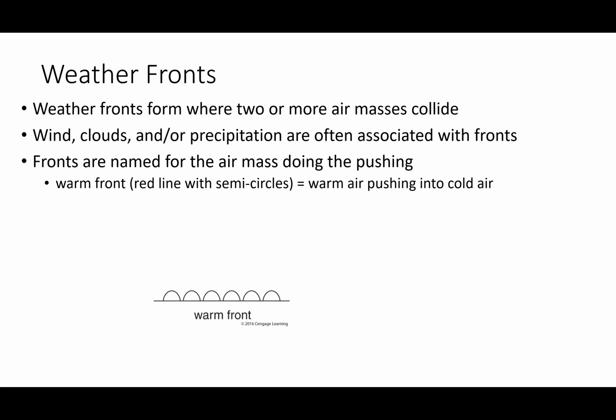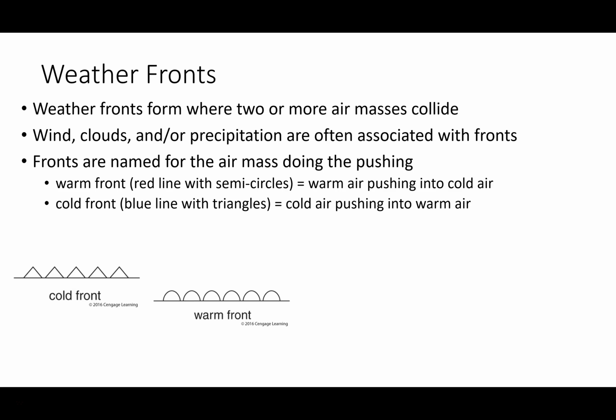Okay, so a warm front is a red line with semicircles. A cold front is a blue line with triangles. Looks like I wasn't being careful about my orientation here. You know, in the northern hemisphere, you wouldn't see a cold front like this, because to me it looks like it's pushing from the south. The direction where the triangles or the semicircles are is showing you where it's going. So this actually should look like this.